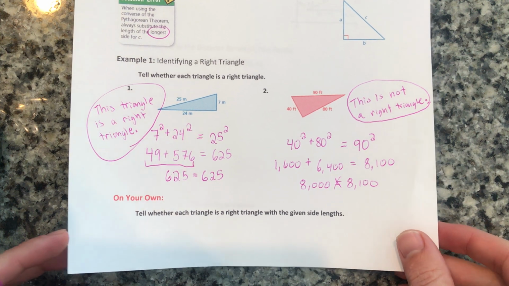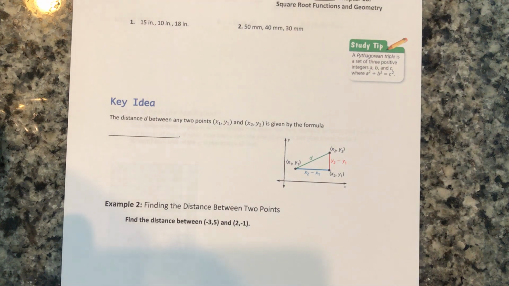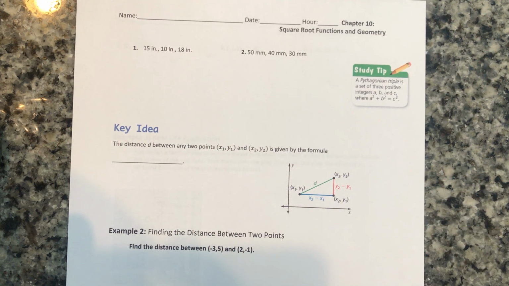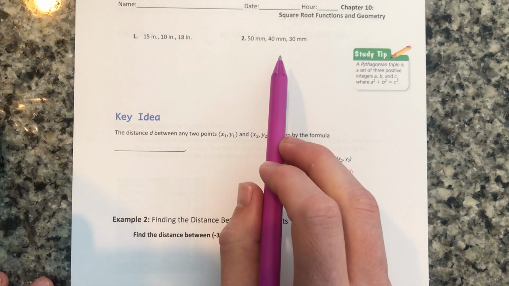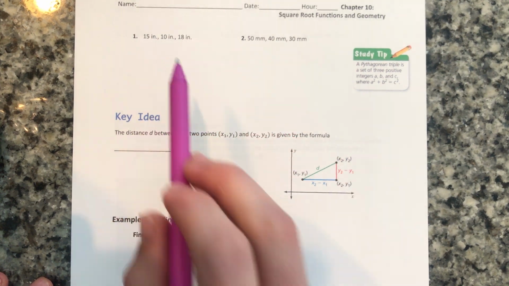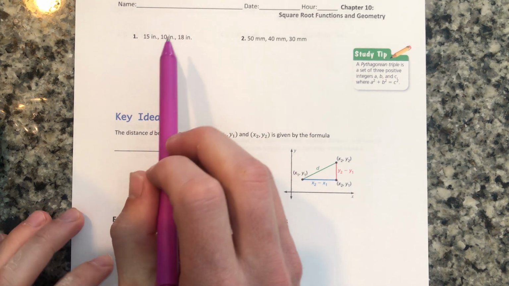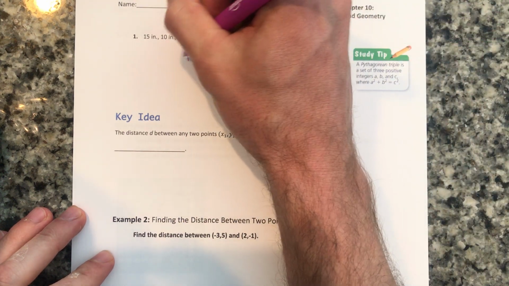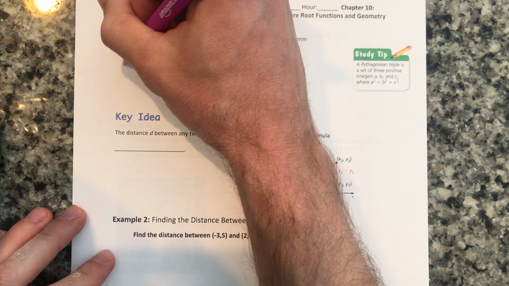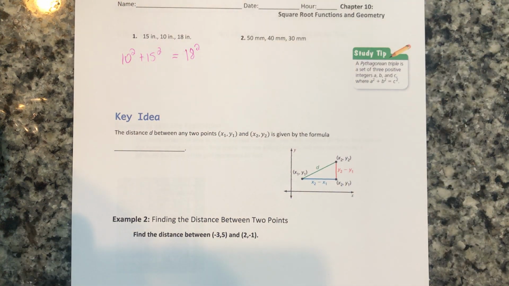So on your own, you go to the next page here, and we flip over here, and we would have these on your own. Now they don't give us pictures, but we use the same idea. So I highly encourage you to stop right here and test to see if these side lengths for each one would prove to be a right triangle. So for number 1, 18 is my longest length. So I put 18 squared in for c, and then I put 10 squared plus 15 squared on this side. So 10 squared we know to be 100.